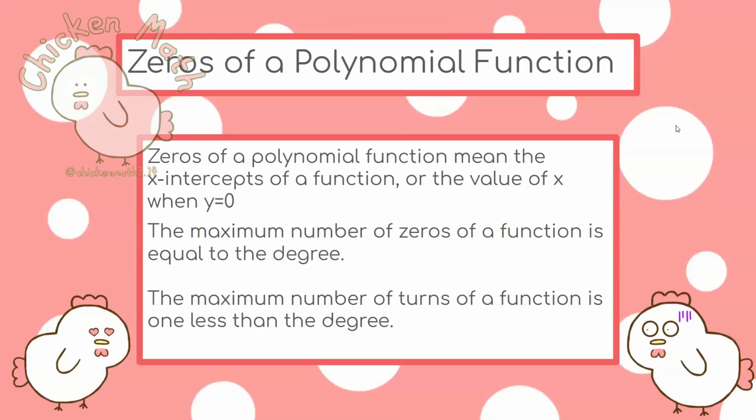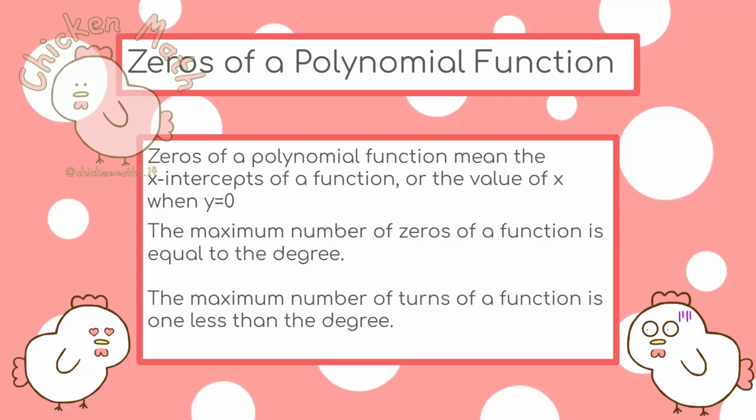All right, so our first topic for today is zeros of a polynomial function. Now, a zero of a polynomial function is the x-intercept of that function, or the value of x when y equals 0. Now, the degree, which we talked about in our last video, is the highest power to which x is raised. The degree of our polynomial function can tell us the maximum number of zeros the function contains. And the maximum number of terms that a function has is 1 less than the degree.